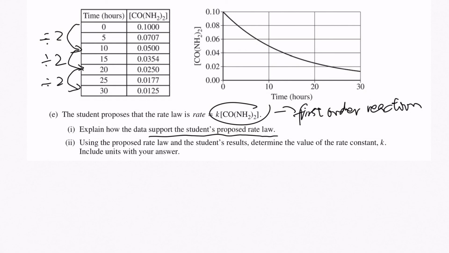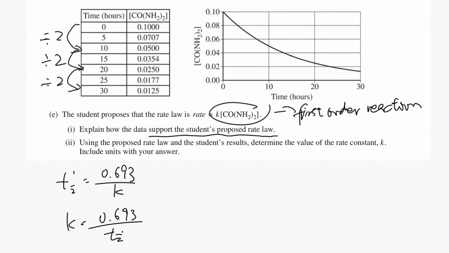For the second part, it asks about the rate constant. There's an equation from the equation sheet: the half-life equals 0.693 over k. So since we are looking for k, k equals 0.693 over the half-life.